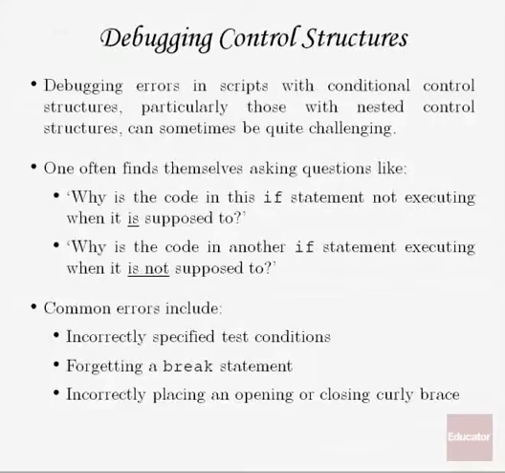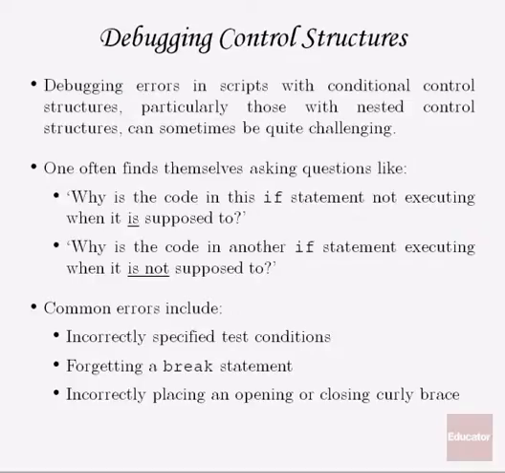So now I just want to talk a little bit about debugging control structures. As you can see, when you start adding a lot of nested control structures, the code can get very complicated. You've got a lot of test conditions, a lot of curly braces, a lot of colons, a lot of break statements or semicolons, things that are easy to mess up on occasion. So debugging them can be quite challenging.